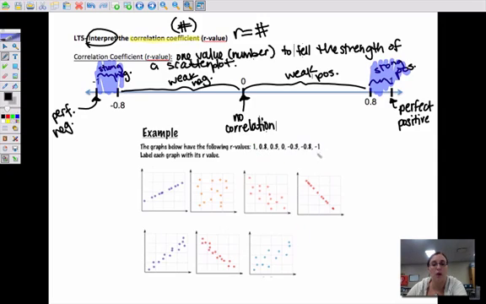You're going to match each one to a scatter plot. I want you to pause it. I want you to try it. Then you can unpause it and I'll tell you the answers. Okay, so go ahead and pause it. All right, so now you're ready.